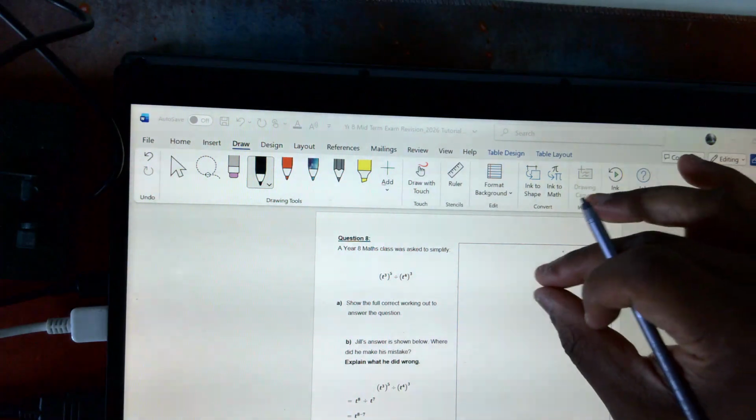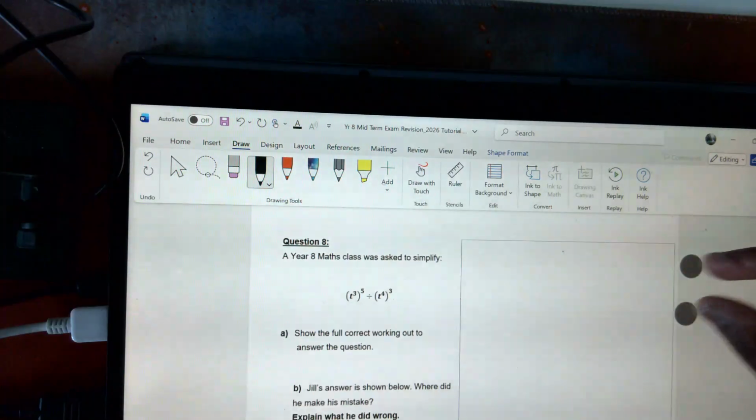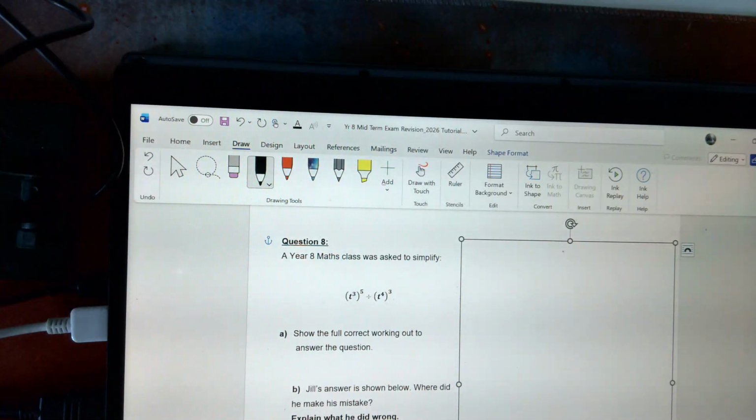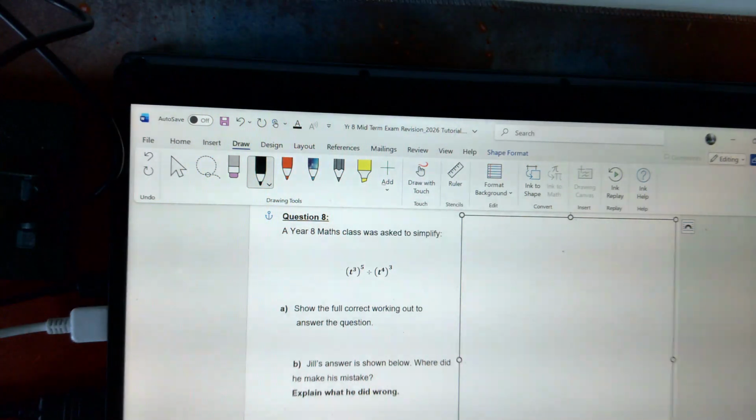Alright, this question really tripped up some of the year 8s last year, purely because they didn't read the question and didn't understand what they had to do. So the question says, a year 8 math class was asked to simplify the following expression, show the full working. Before I even go to B, let's just expand this.